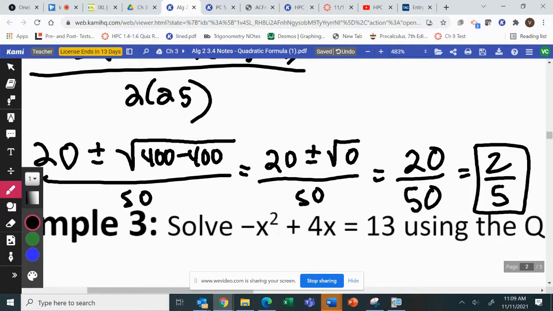When the stuff under the square root becomes 0, you're only going to have one answer, because you plus and minus 0, it's the same thing both times. So when that happens, you're only going to have one answer. So x equals 2/5 would be my answer. I should have had x equals.